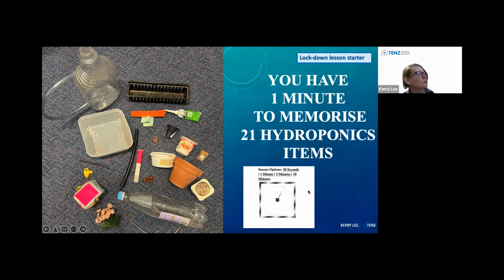Got to tell you, there's also small expanded clay beads, large expanded clay beads, and a wick.